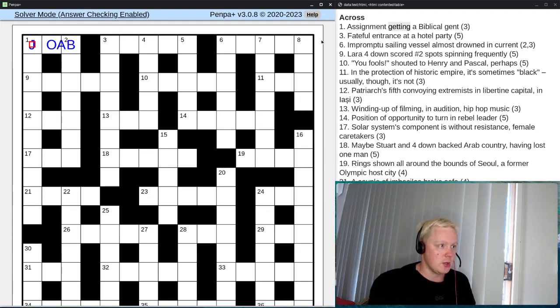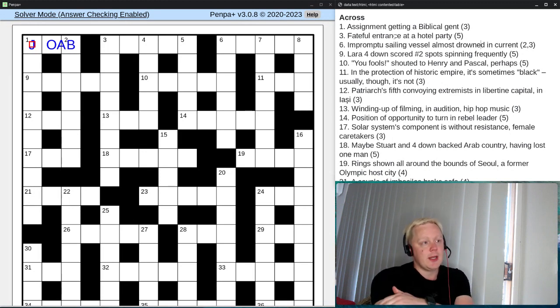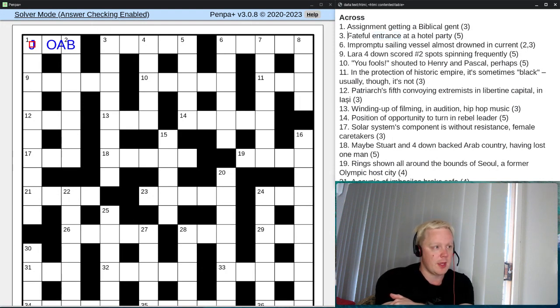But yeah, let's continue. So we are going to go through all of these acrosses first. And 3 across. Fateful entrance at a hotel party. And this is going to be the name of a party, not a celebration, but a political party. So entrance, the entrance of a word is the first letter, so the entering letter, the F here, so sort of the front letter. That's the F here.